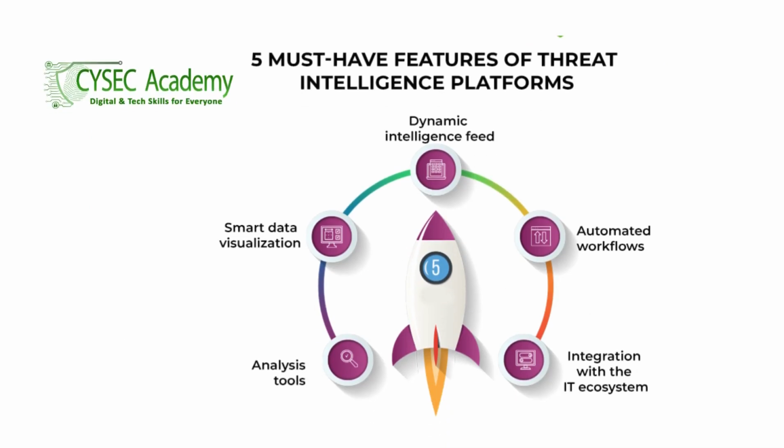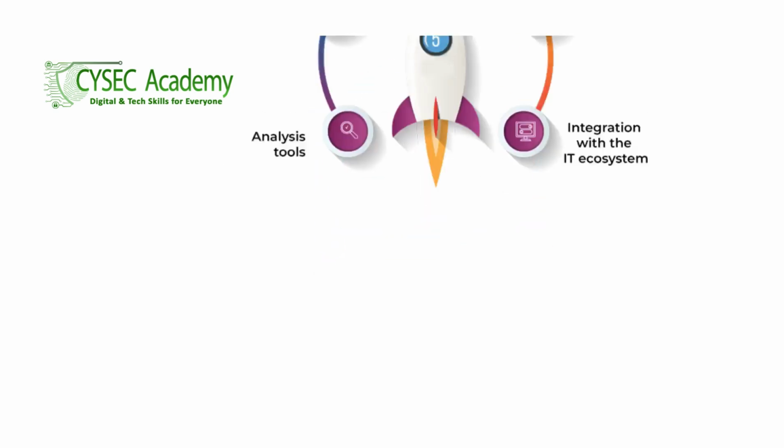What are the features of threat intelligence platforms that make them relevant for SOC operations? These features include: 1. Dynamic intelligence feed. TIPs continuously provide up-to-the-minute updates on new threats, indicators of compromise (IOCs) and adversary tactics, ensuring SOC analysts are always aware of the latest dangers. 2. Automated workflows. They automate the collection, processing, and distribution of threat data, significantly reducing manual effort and speeding up the delivery of actionable intelligence to defense systems.